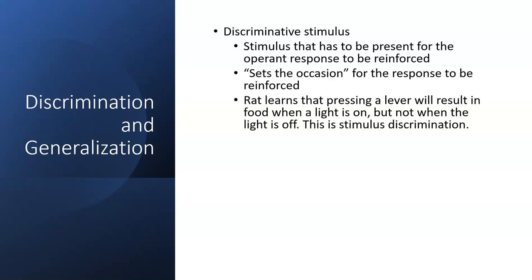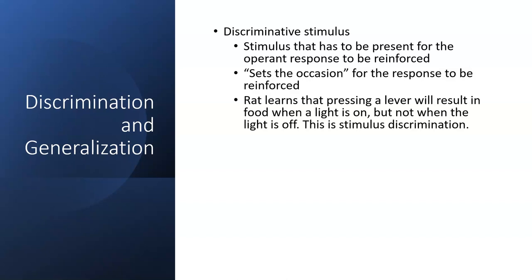As with classical conditioning, discrimination and generalization are also possible within operant conditioning. A discriminative stimulus is a stimulus that has to be present for a response to be given a reinforcer. So with the pigeon video, the light being on is the discriminative stimulus. It says, yes, reinforcement is being delivered.